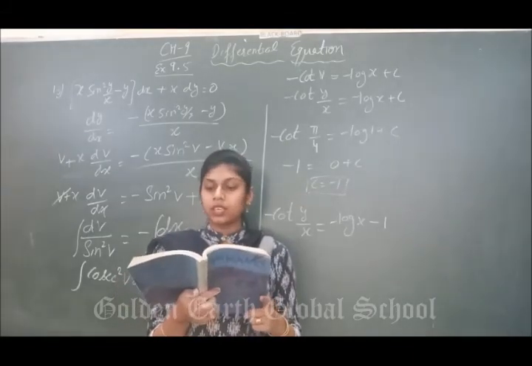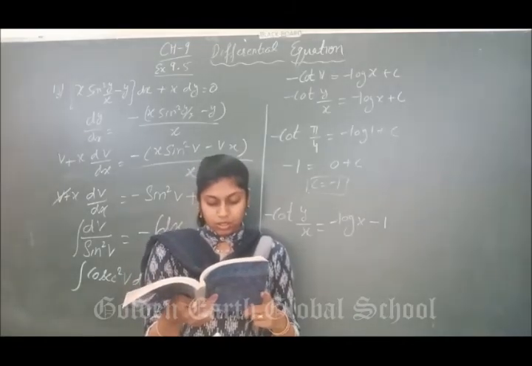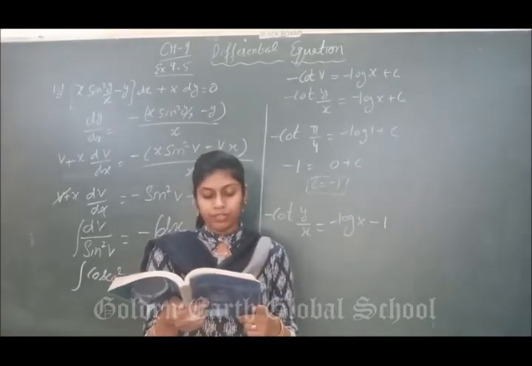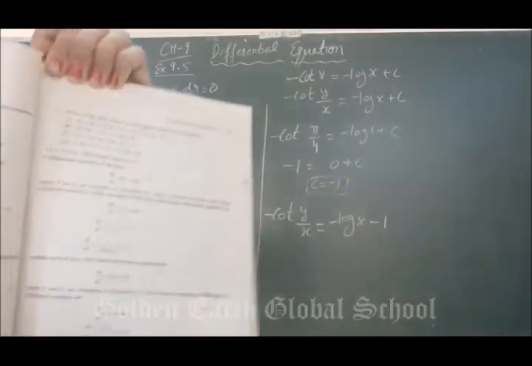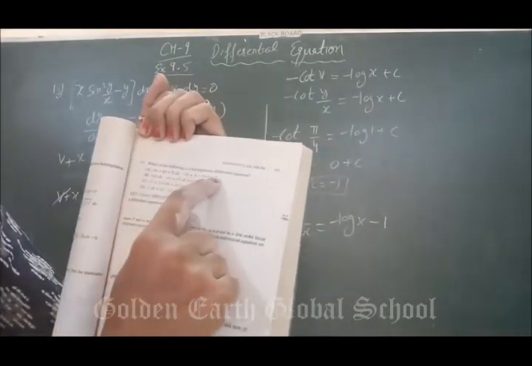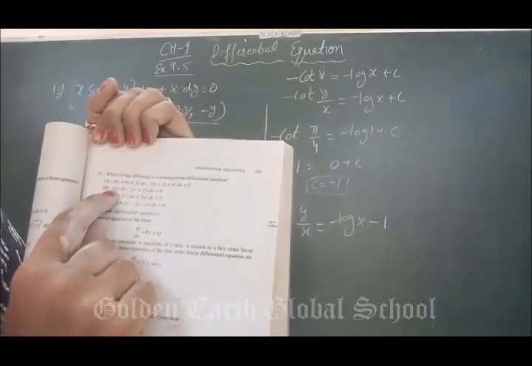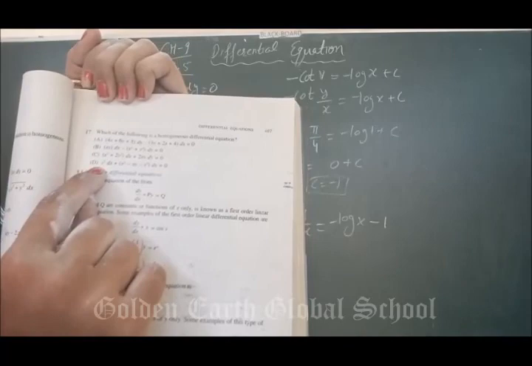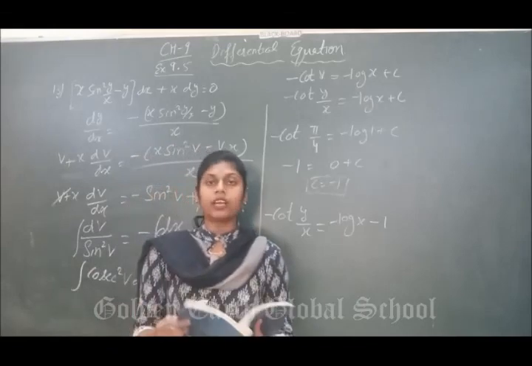The rest, 16 and 17, are MCQs. The 16th question is of the type dx/dy = x/y, so we will do the substitution x = vy. Third option. Similarly the 17th, there are 4 choices. You have to check which is a homogeneous equation. First of all, in this equation a constant term is there and its degree is 0, but there is 3. Only option D is of homogeneous form. Clear? So D is correct. This is your exercise 9.5, homogeneous equations.